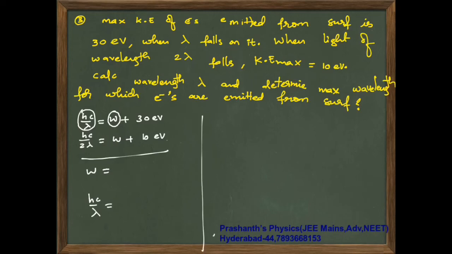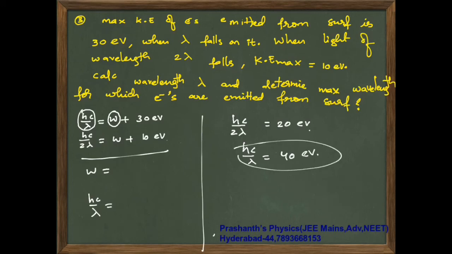Now how will you get it? Subtract, W goes off, and you directly get the hc by lambda value. If you subtract, hc by lambda minus hc by 2 lambda is hc by 2 lambda, that is equal to 30 minus 10, which is 20 electron volt. So now your hc by lambda value is equal to 40 electron volt. Substitute that back, and your work function is going to give you 10 electron volt. Substitute into any one of the equations, either the top or the bottom.